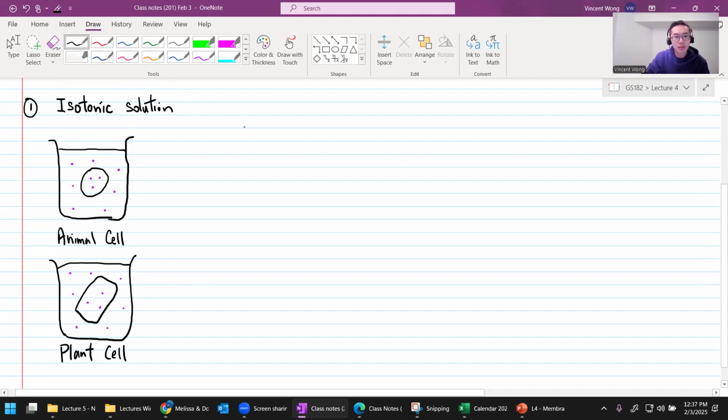An isotonic solution is basically when the concentration of the solution, okay, square bracket means concentration, okay? When the concentration of the solution is equal to the concentration of the cytoplasm. Okay? The inside and the outside are basically the same.